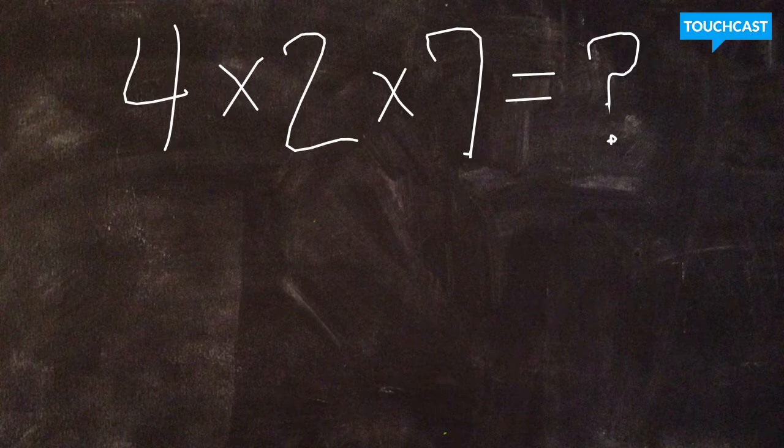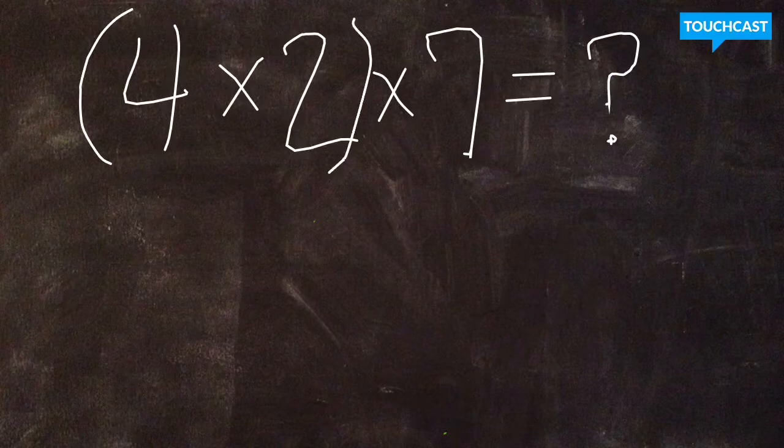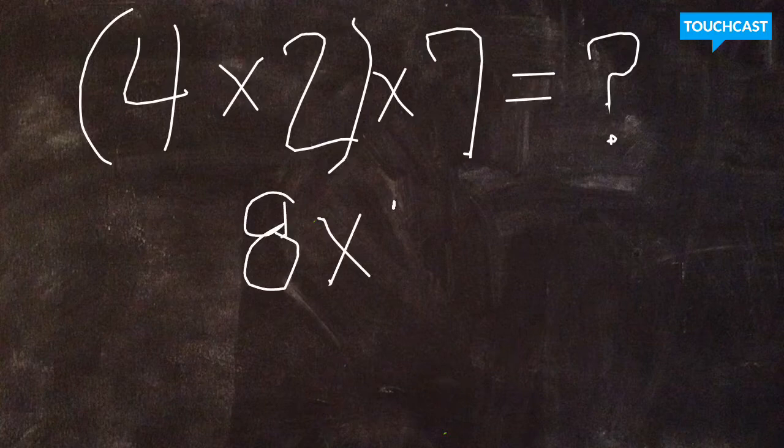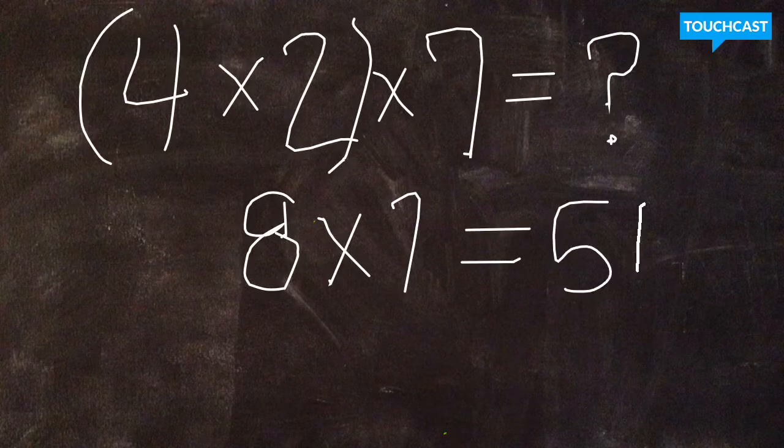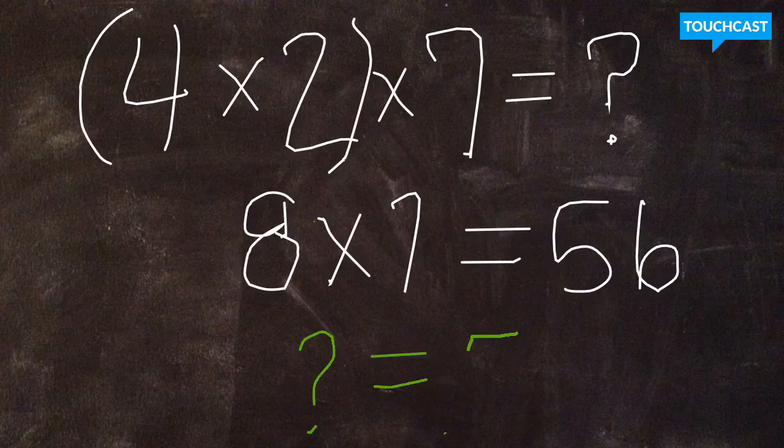For this problem, I am going to associate 4 and 2 together, and I'm going to multiply those factors first. So 4 times 2 is 8, and then I'm going to multiply that by 7. And I know that 8 times 7 equals 56. So 4 times 2 times 7 equals 56. So my unknown, the question mark variable, equals 56.